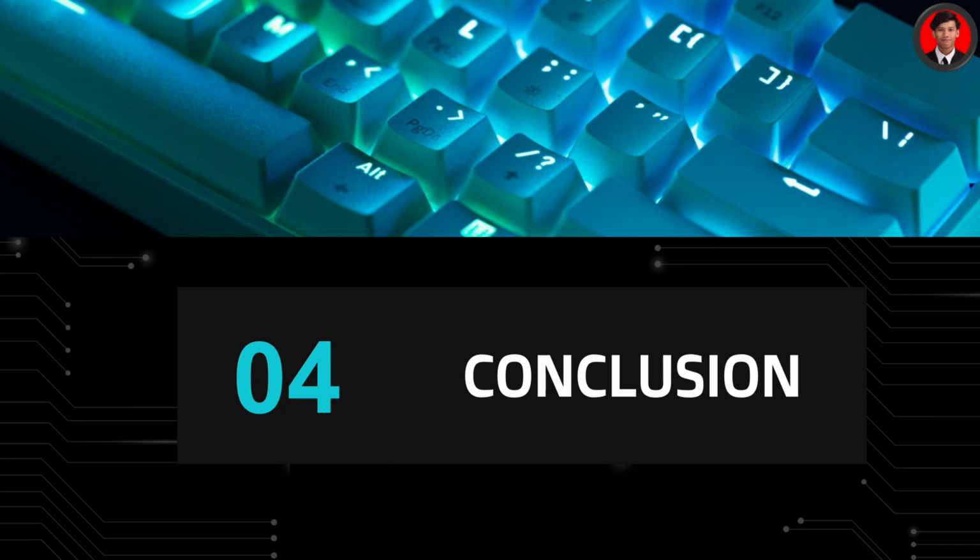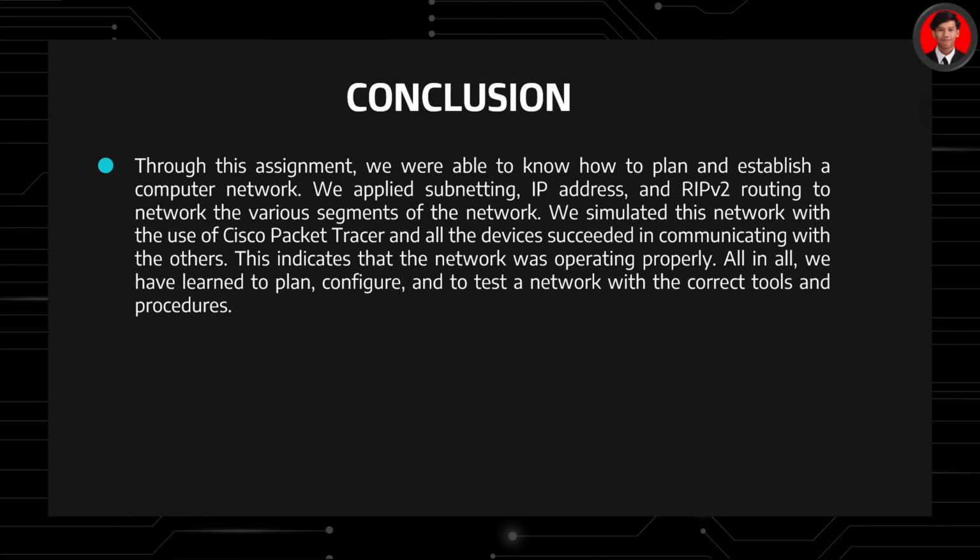Okay, next, the conclusion. Through this assignment, we were able to learn how to plan and establish a computer network. We applied subnetting IP addressing and RIPv2 routing to the various segments of the network. We simulated this network using Cisco Packet Tracer and all the devices succeeded in communicating with each other. This indicates that the network was operating properly. All in all, we have learned to plan, configure, and test a network with the correct tools and procedure.